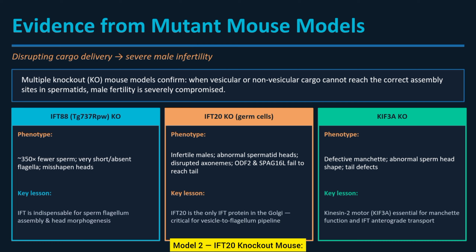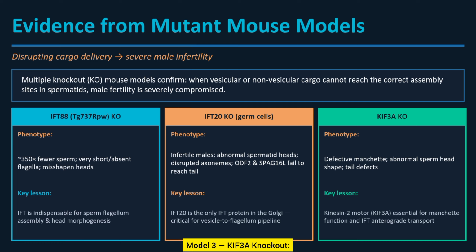Model 2, IFT20 knockout mouse. Disruption of IFT20 in male germ cells produced infertile males. Spermatid heads were abnormally shaped, axonemes were disrupted, and two important sperm tail proteins, ODF2 and SBG16L, failed to be properly incorporated into the sperm tail. This demonstrates that IFT20 is a critical link in the pipeline from the Golgi to the flagellum.